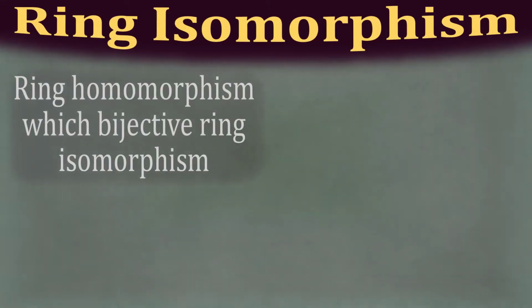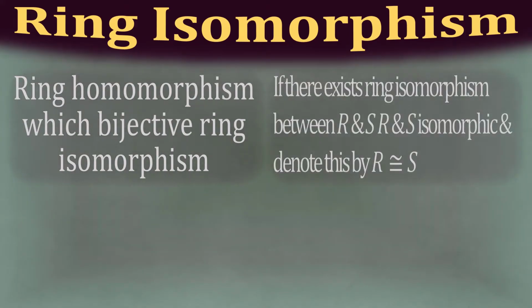phi preserves multiplication. Therefore, let's define a ring isomorphism. A ring homomorphism which is bijective is a ring isomorphism. If there exists a ring isomorphism between R and S, we say that R and S are isomorphic, and we denote this by this notation here.